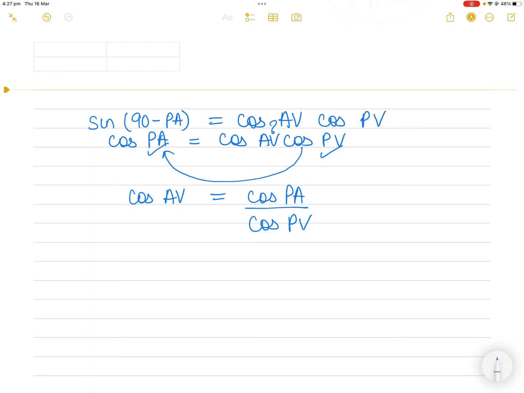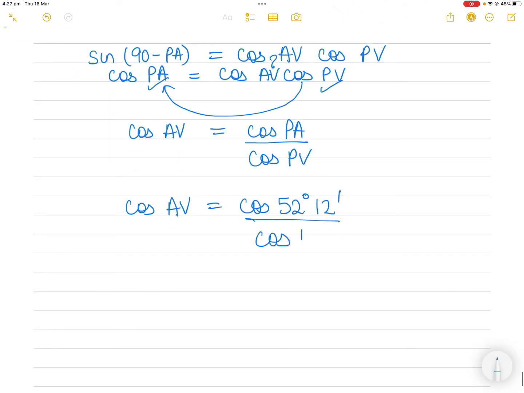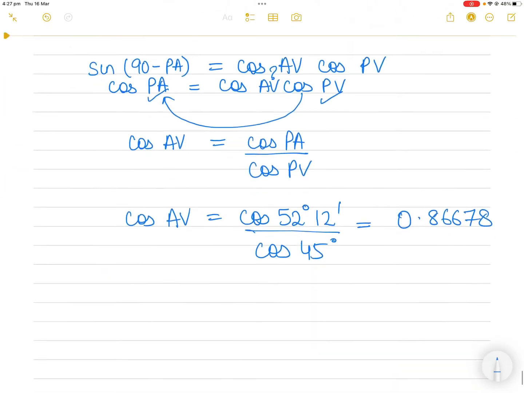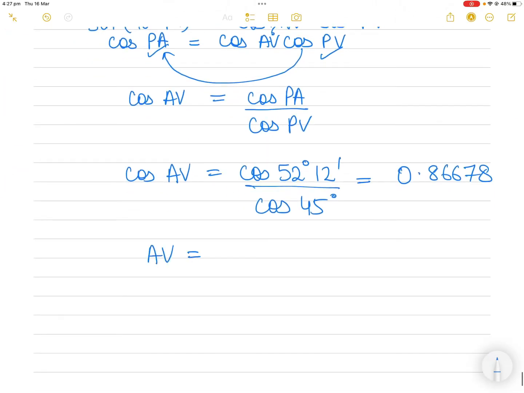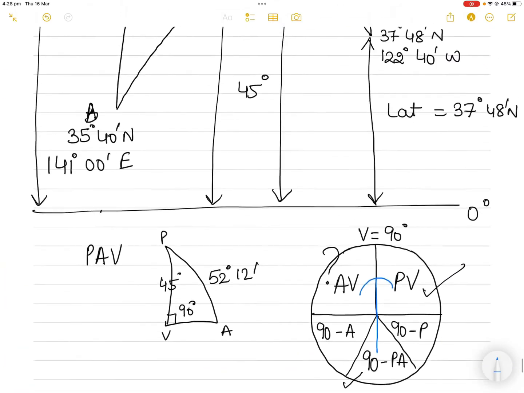So cos of AV, the unknown, equals cos of PA, which is nothing but 52 degrees 12 minutes, divided by cos of 45 degrees, which is PV. This equals 0.86678. Shift cos inverse. So cos inverse of 0.86678 gives me AV equals 29.91 degrees. But AV, as you can see in the diagram above, I need as a distance.